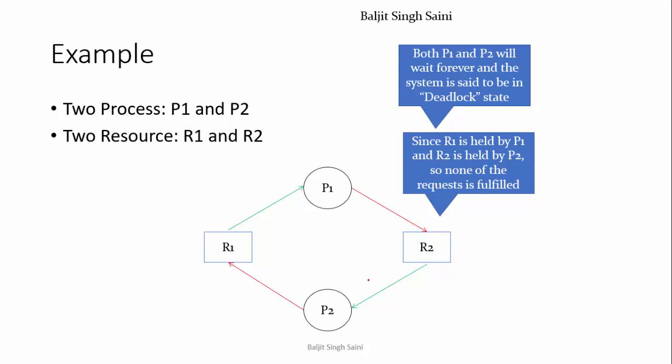Similarly, P2 ने होल्ड किया हुआ है R2 को एंड वेट कर रहा है R1 के लिए. सो दिस इज होल्ड एंड वेट. सो जो भी प्रोसेस इन्वॉल्व है डेडलॉक में, उसके पास एटलीस्ट एक प्रोसेस होल्ड में होना चाहिए और एटलीस्ट वो एक प्रोसेस के लिए वेट कर रहा होना चाहिए.